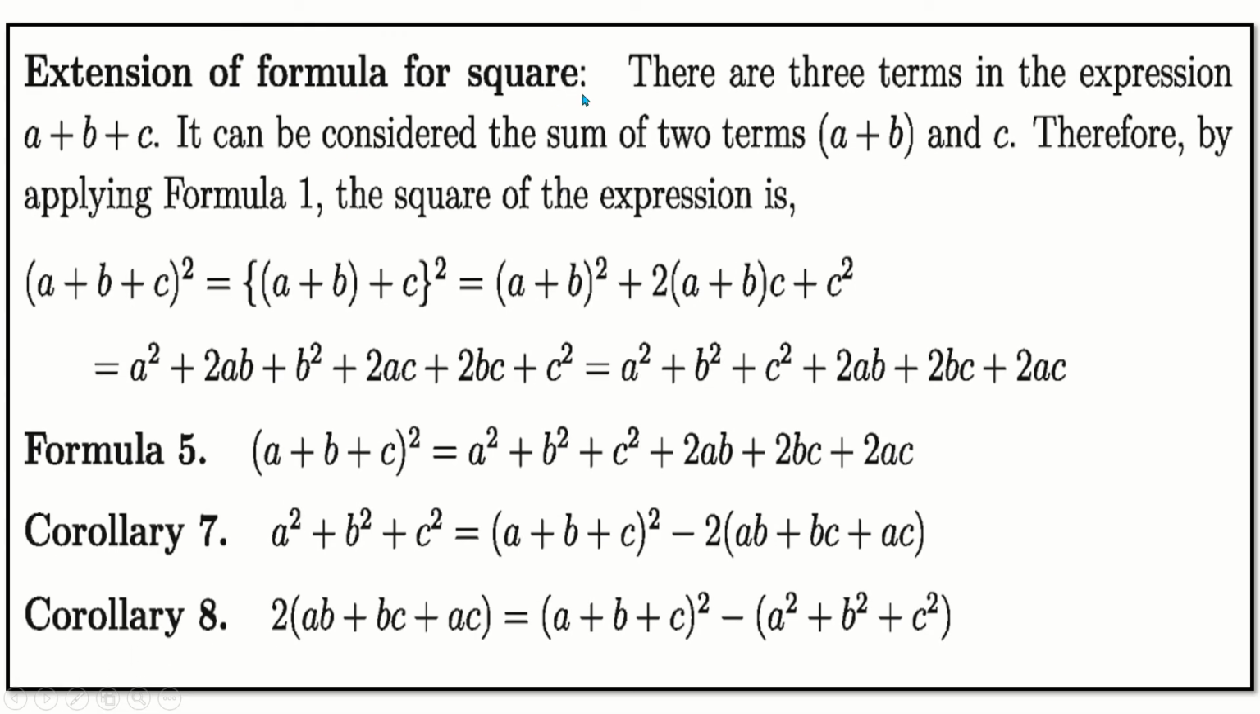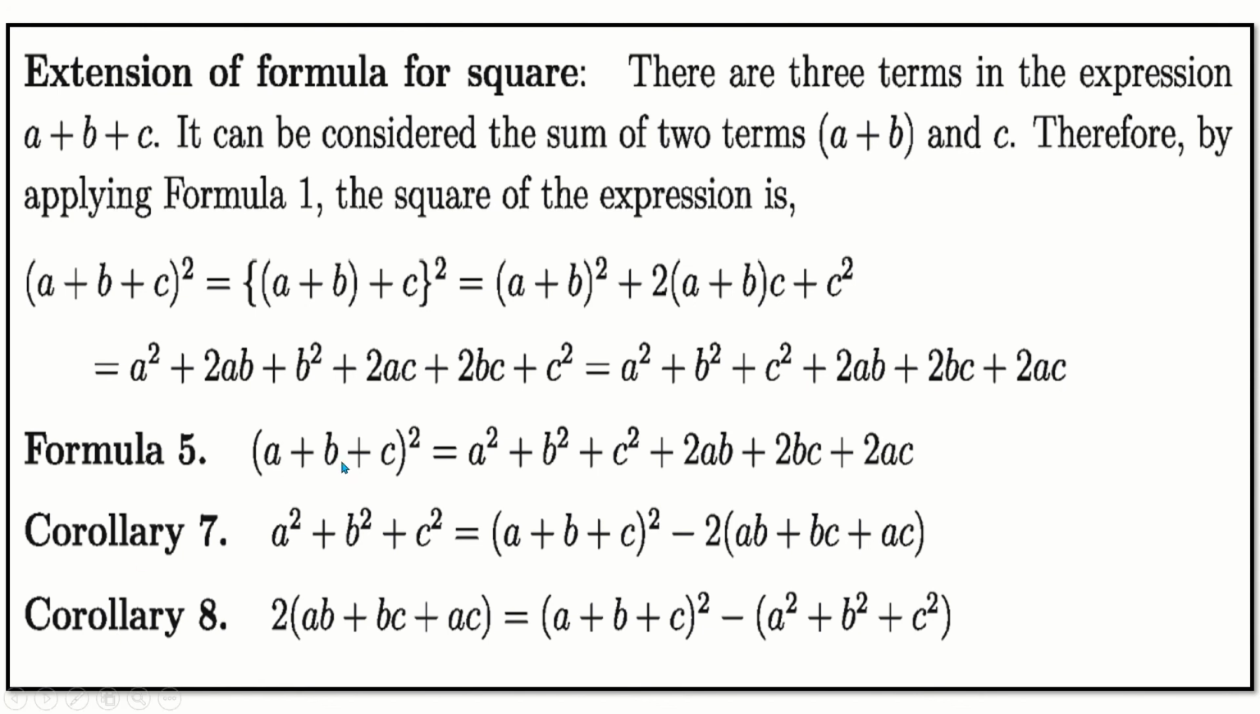Extension of the formula for a square: you can use a plus b whole square, this formula, no problem. Here a plus b plus c whole square, this equal to a plus b whole square plus 2 into a plus b into c plus c square. Here c is c, and a plus b is the first term. Now calculate, we'll get a square plus 2ab plus b square plus 2ac plus 2bc plus c square. This equal to a square plus b square plus c square plus 2ab plus 2bc plus 2ac.